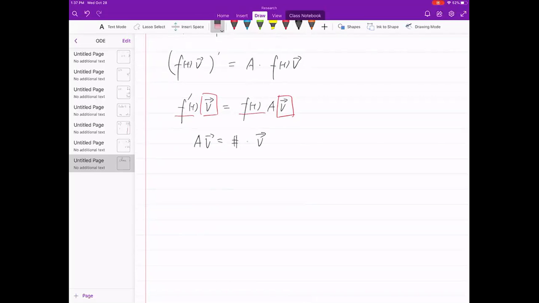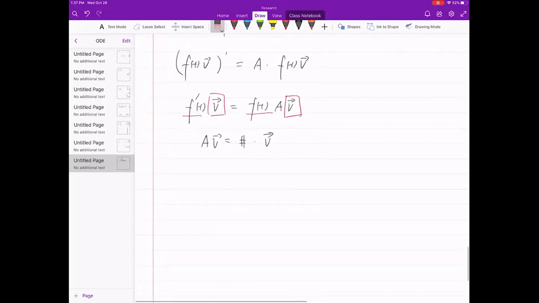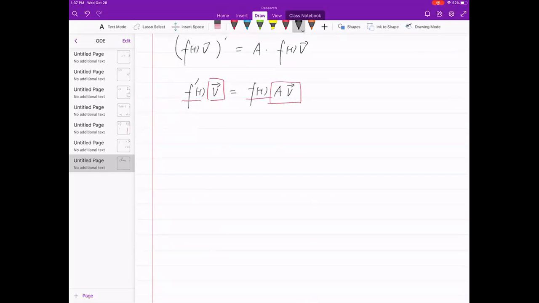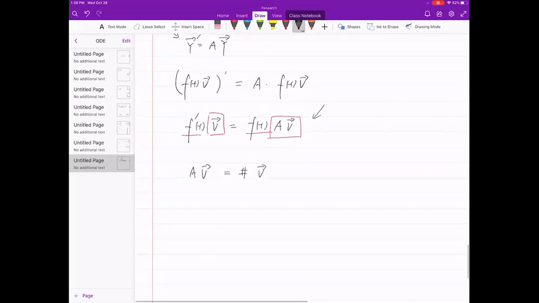But now to make the note clean, where am I? I'm here. This is the vector, this is the vector. Okay. From here, you can see you're basically looking for a vector v equal to a number times v. For you to have a straight line solution, this one has to be true. For this to be true, your Av has to be a number times v.